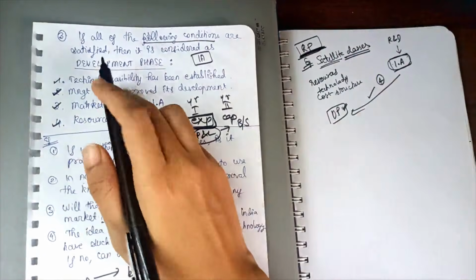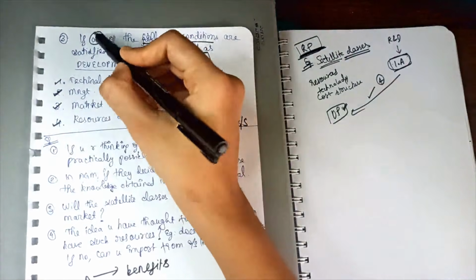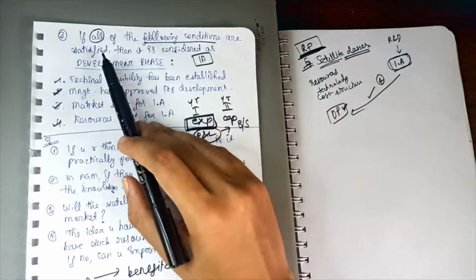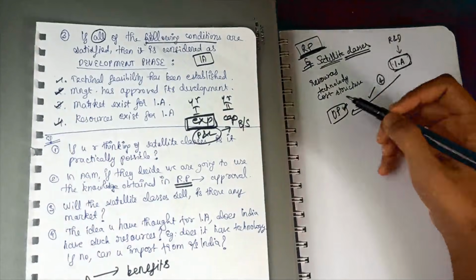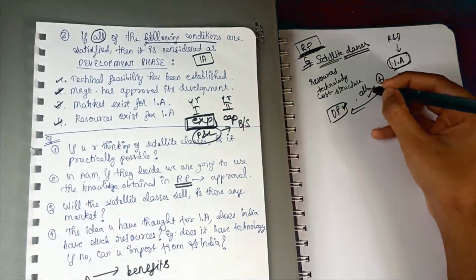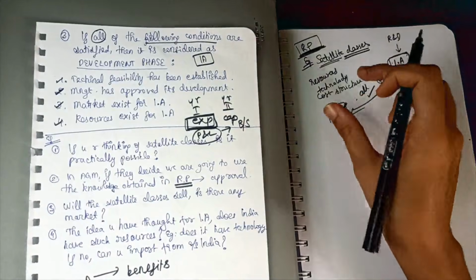So here I have written the conditions. If all of the following conditions are satisfied, then it is considered as the development phase. An intangible asset should satisfy all the 4 conditions to be said to be in the development phase.